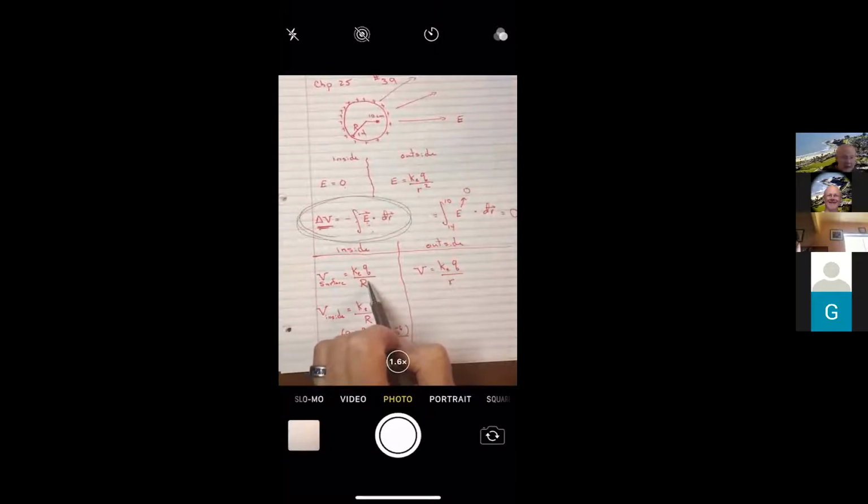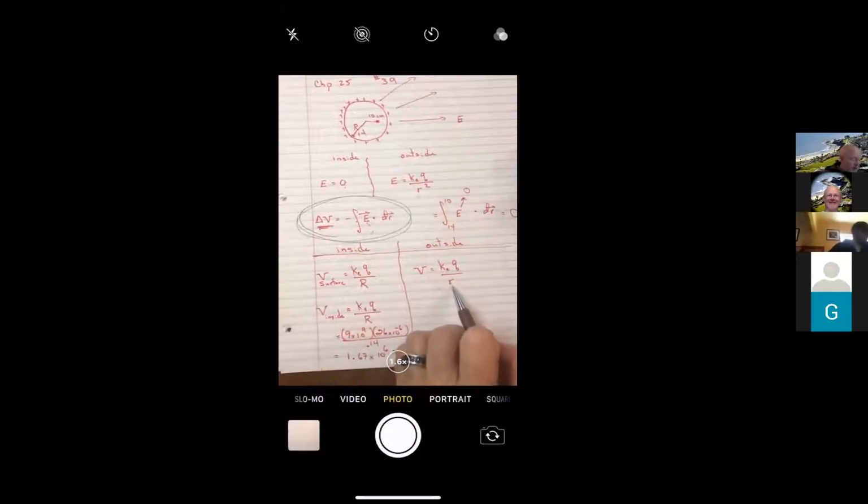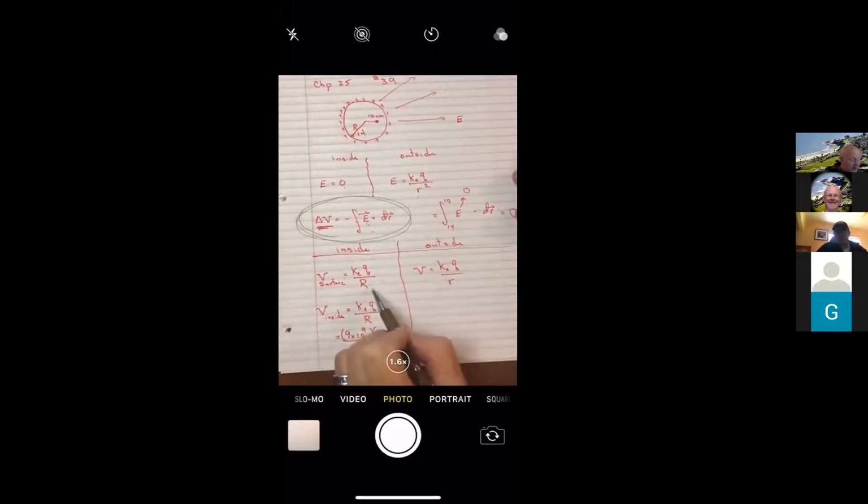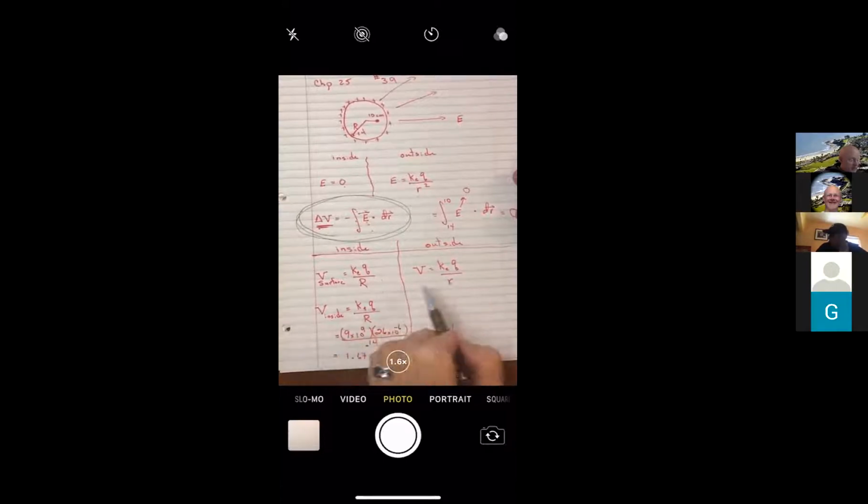Are you good with that? I'm digesting what you said. Okay. Then I'll say it again, and maybe a little shorter. This right here is the equation on the outside, including the surface. So if I just put the radius of the surface, that would be the potential on the surface.